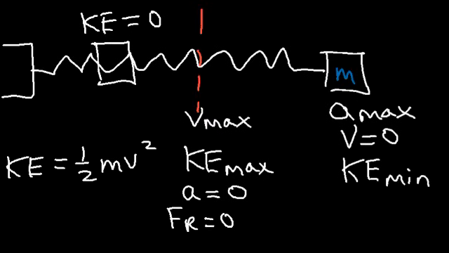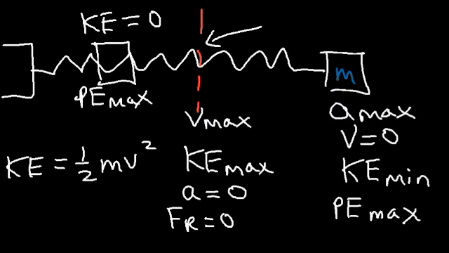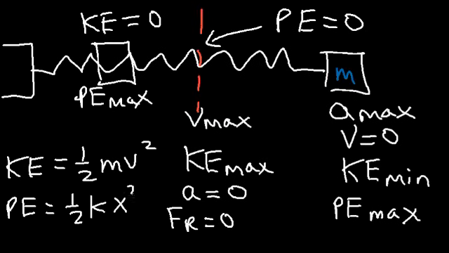Now what about the potential energy? The potential energy is at its maximum when it's fully stretched or compressed. But at equilibrium, the potential energy is 0. The potential energy is equal to 1/2 kx squared. Since x is 0 at the equilibrium position, the potential energy is 0 because 1/2 k times 0 squared is 0. Now, there's another thing that you need to be familiar with, and that is mechanical energy.